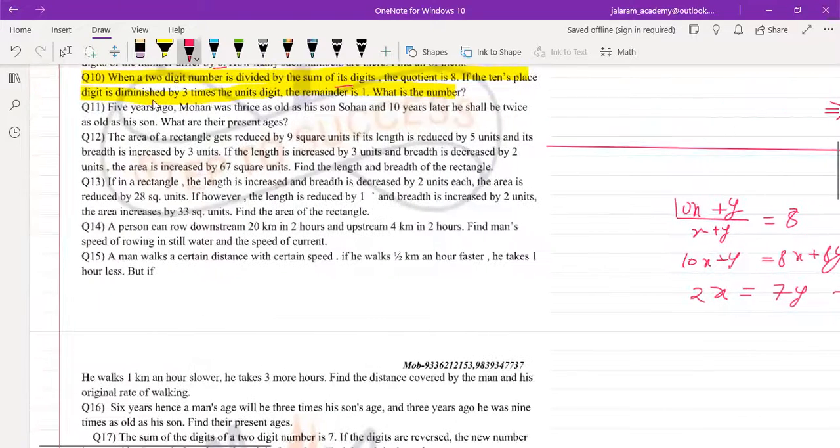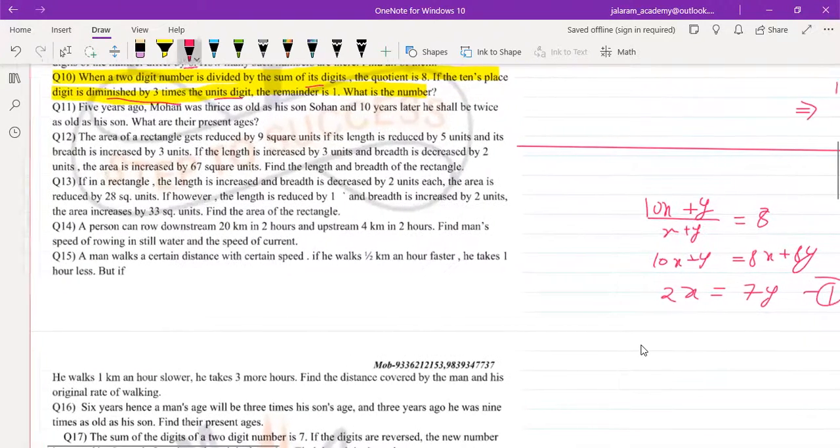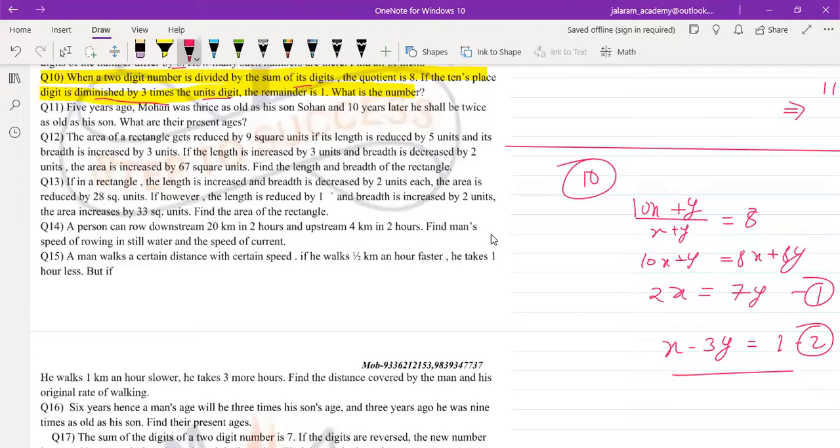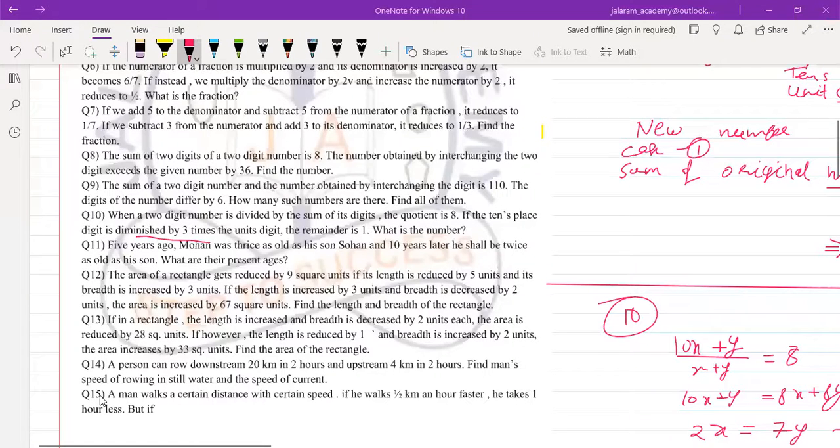And if the tens place digit is diminished by 3 times the unit digit, clear? So if x, the digit at tens place, is diminished by 3 times the unit digit, the remainder is 1, which is the second equation. Now solve these two equations to get the solution of question number 10. 11th we have already discussed earlier in previous sessions. Now question 11 is also a doubt. So the next doubt is question number 15, the distance related question.